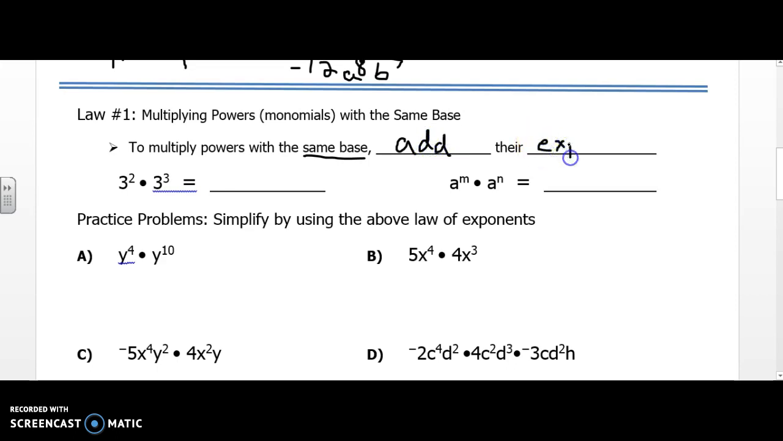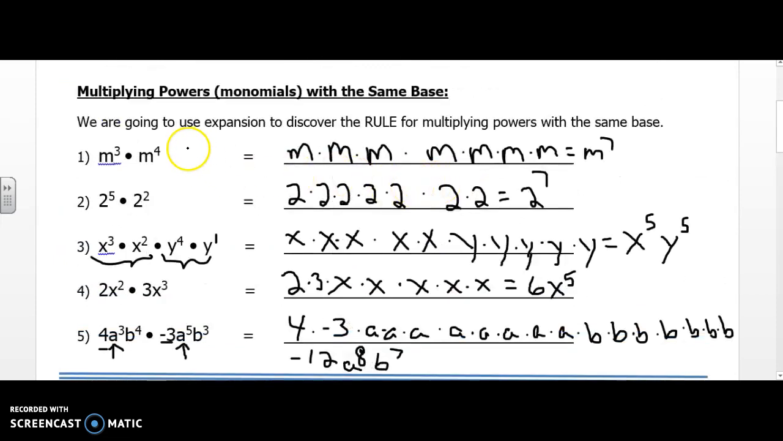Okay, you are going to add the exponents. Whenever you multiply powers with the same base, you will add the exponents. So if you look up here, we could see that a couple places. Like this one, m to the 3rd, m to the 4th became m to the 7th.